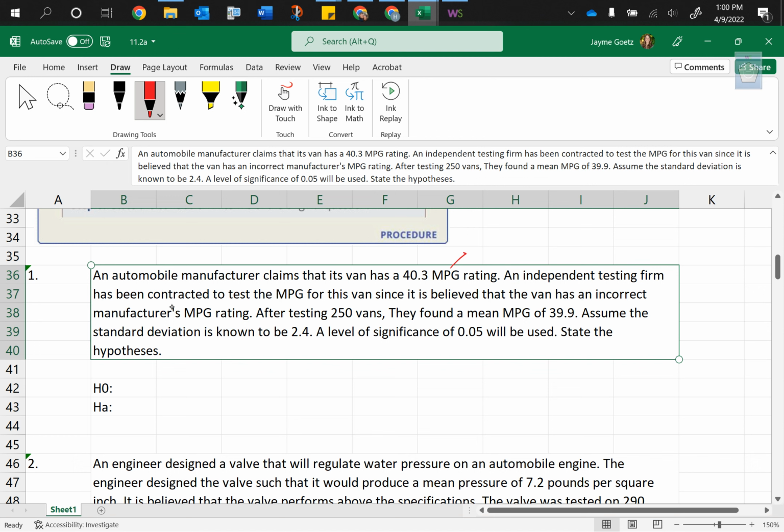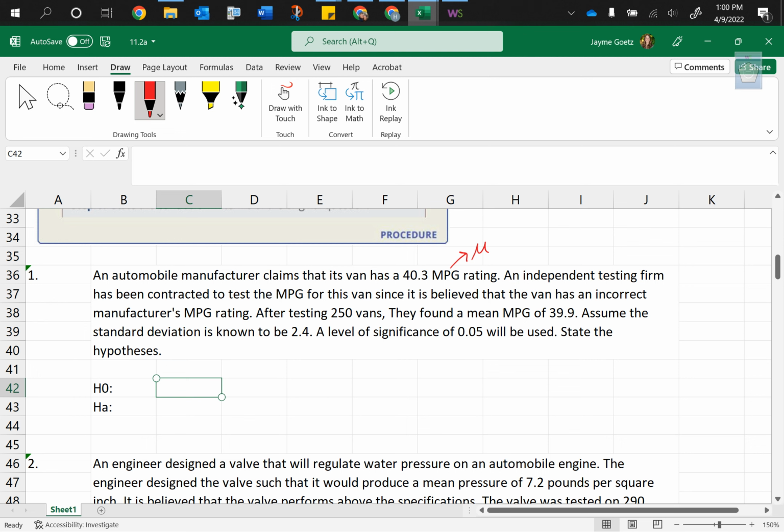So when we're finding our null hypothesis, we know that we're going to be using mu because it's an average, right? Miles per gallon, it's an average, and it's going to be mu equals 40.3.